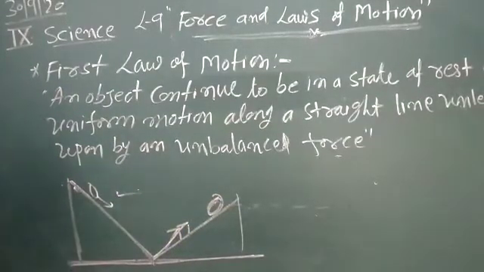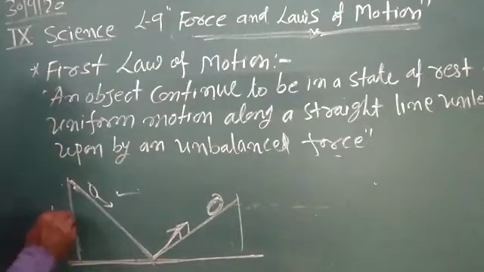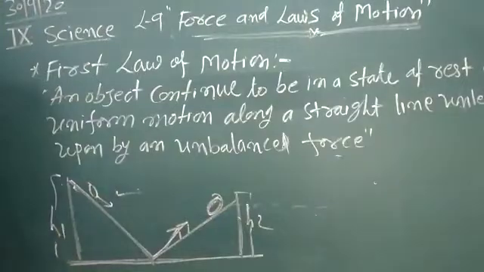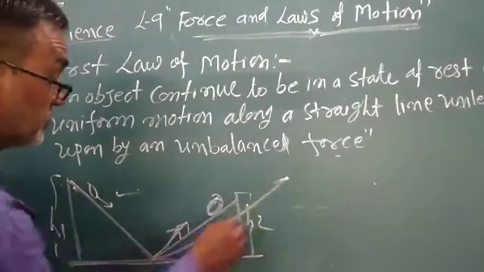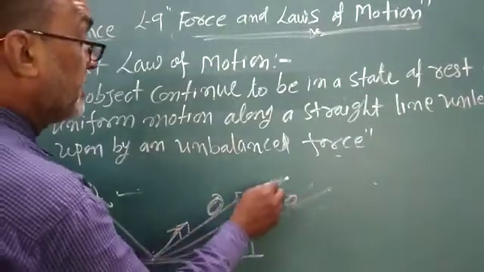So Galileo also explained this law: if a ball is allowed to move down freely from one slope to another slope, it attains almost the same height. Suppose this height is h1, and this height is h2. So equal height is reached. And then suppose in the other situation it does not reach the same height, it reaches a different height.